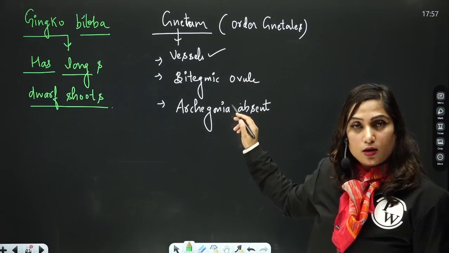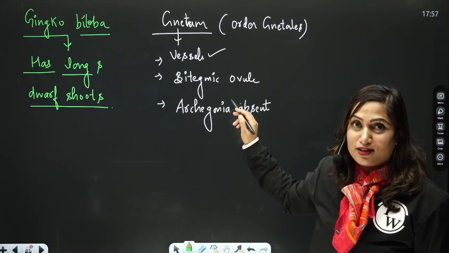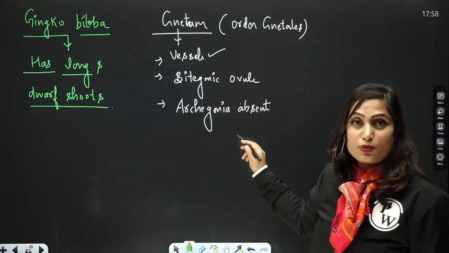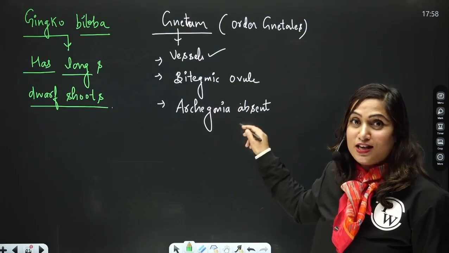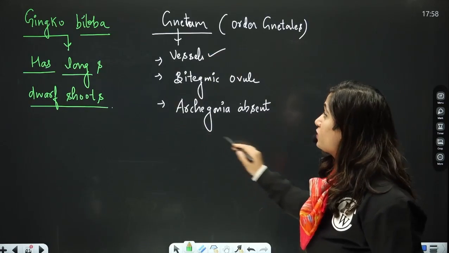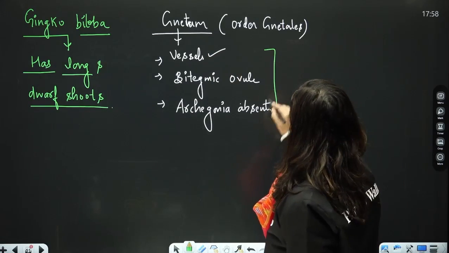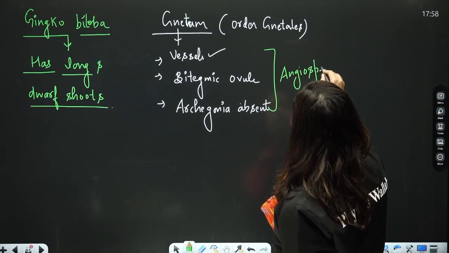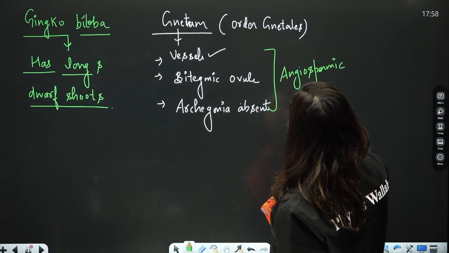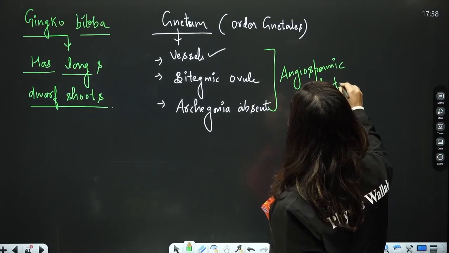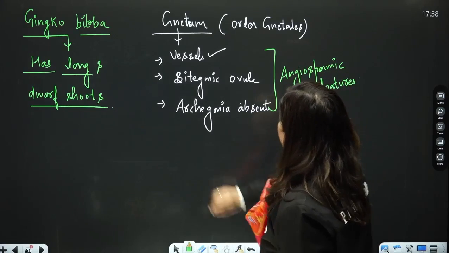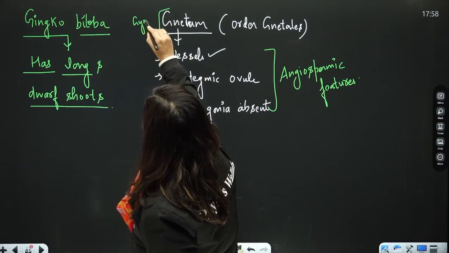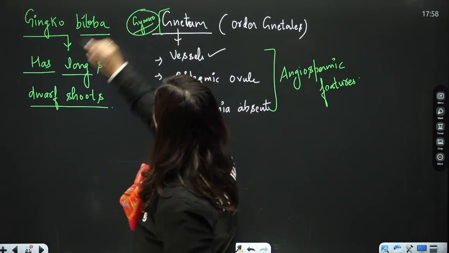The ovule of gymnosperms is unitegmic, but here it has two integuments, so it is bitegmic. Archegonium is present in gymnosperms, but here it is absent. So these are angiospermic features present in the gymnosperm Gnetum. This is the gymnosperm which shows the exceptional features.